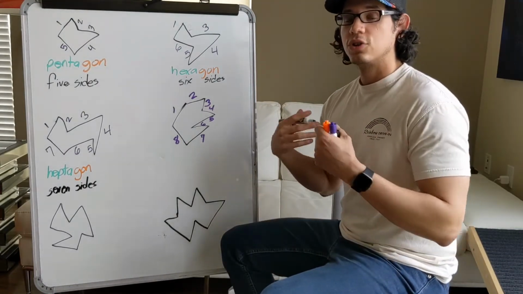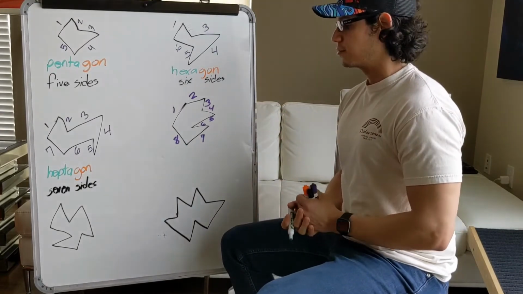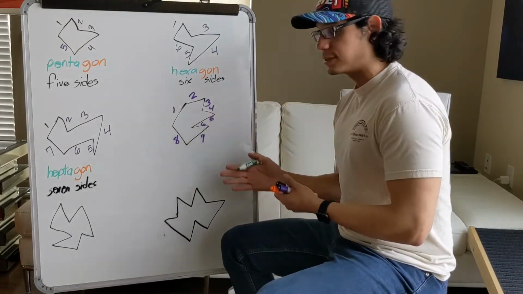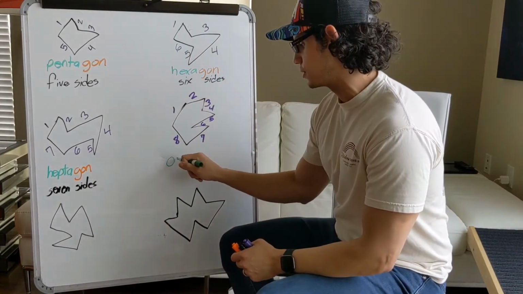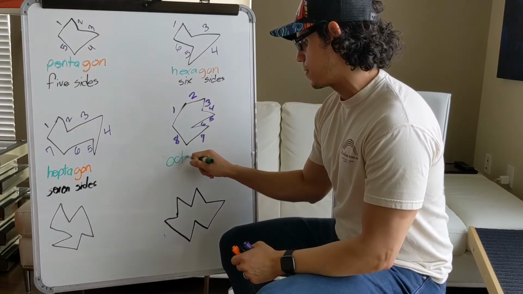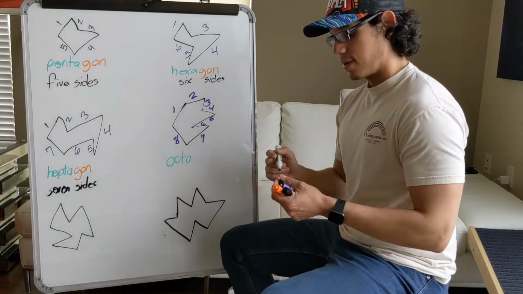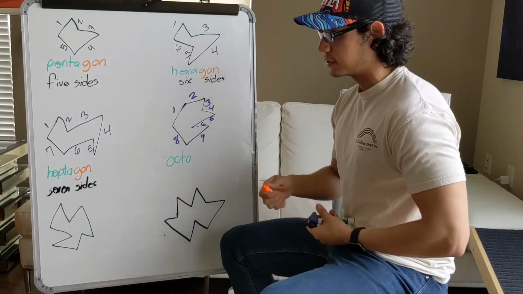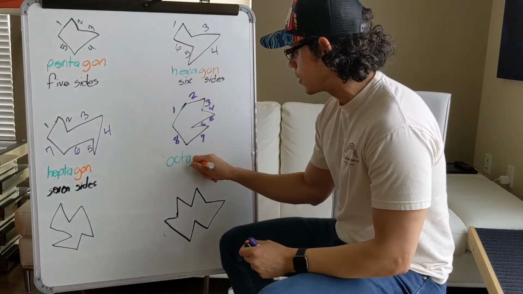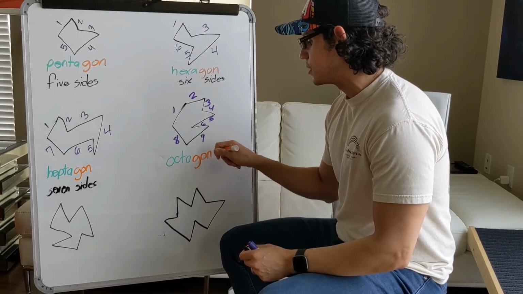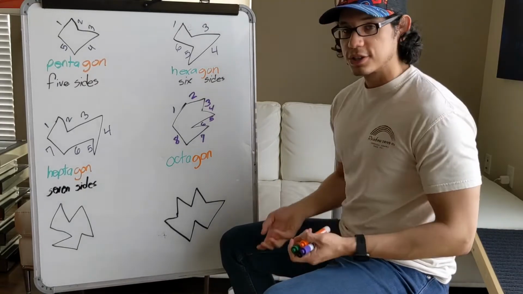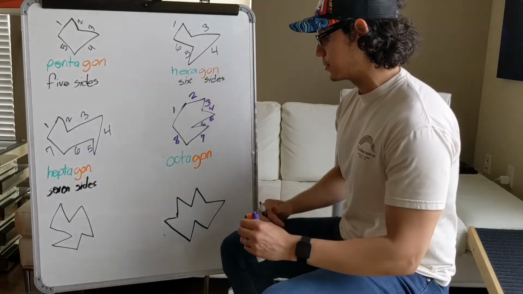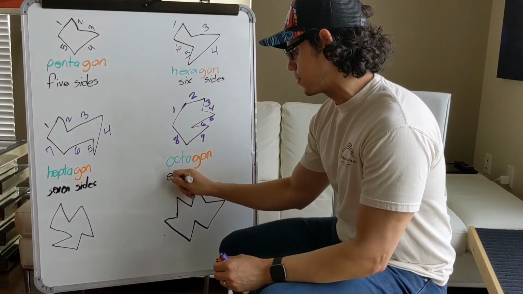Okay, so after looking at your anchor chart, you should have noticed that 8 means octa. So octa. And then I add my suffix, gon. This is an octagon, an octagon. Octagon literally means 8 sides.